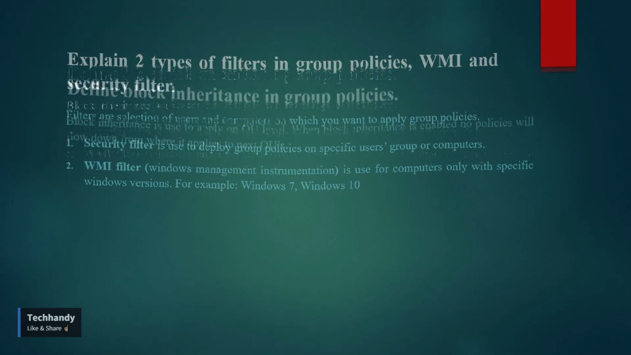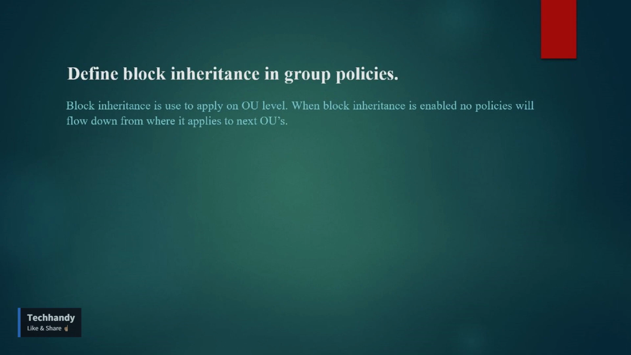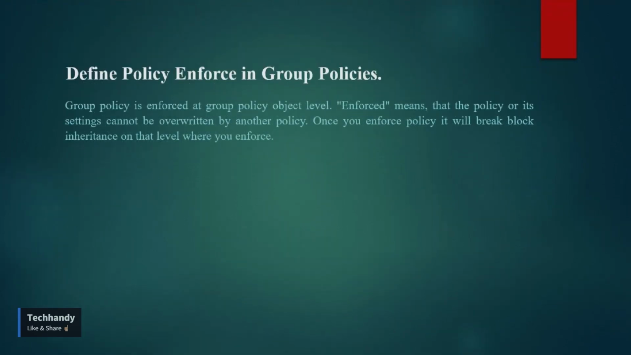Define block inheritance in group policies. Block inheritance is applied at OU level. When block inheritance is enabled, no policies will flow down from where it applies to the next OUs. Define policy enforce in group policies. Group policy is enforced at group policy object level. Enforced means that the policy or its settings cannot be overwritten by another policy. Once you enforce a policy, it will break block inheritance at the level where you enforce.